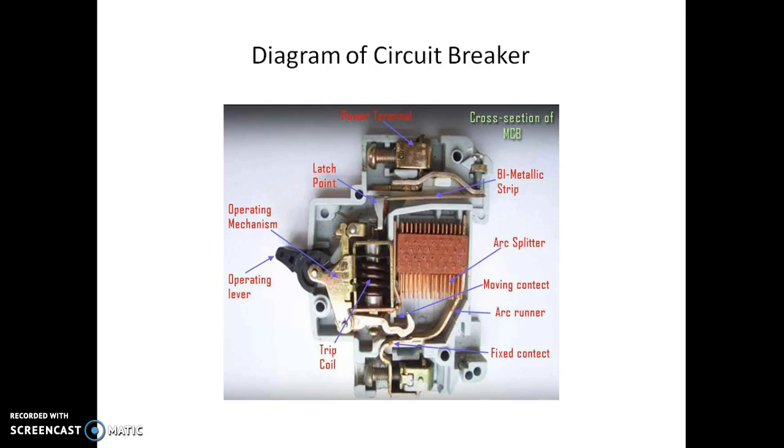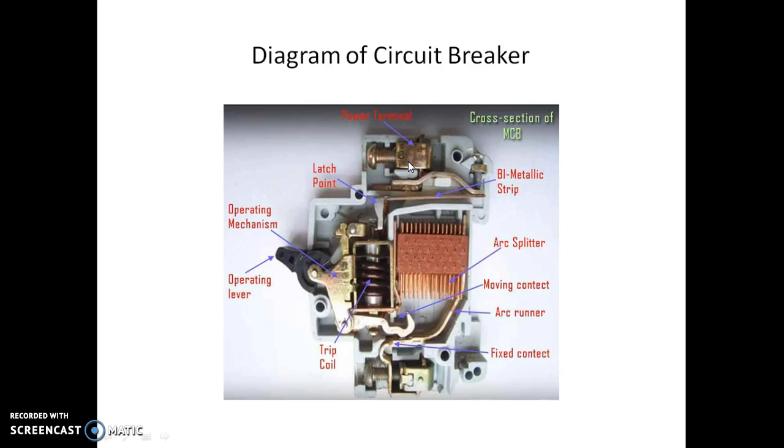Actually, the power flow will be from the input terminal, and it goes via this bimetallic strip. There is a point latch, and this is the operating coil, otherwise called the trip coil, and through this it goes to the movable contact, then the fixed contact, and this is the output lead. So that means the input terminal is this. For a layman, you can say you have to use this as the input and this as the output terminal.